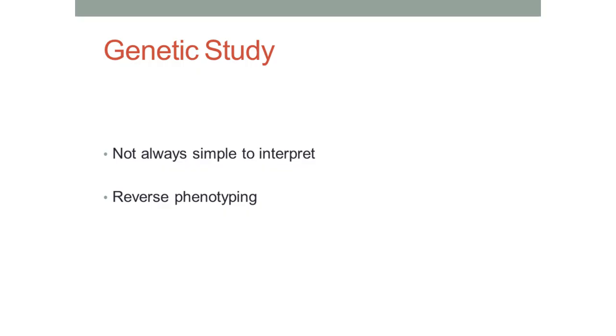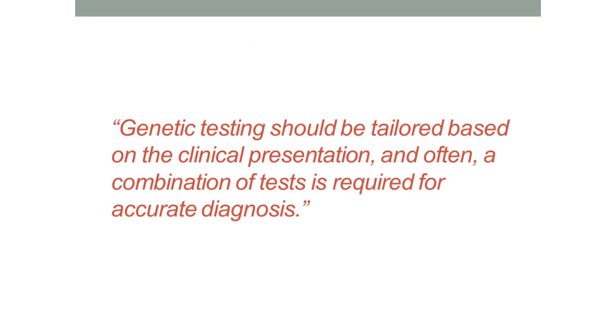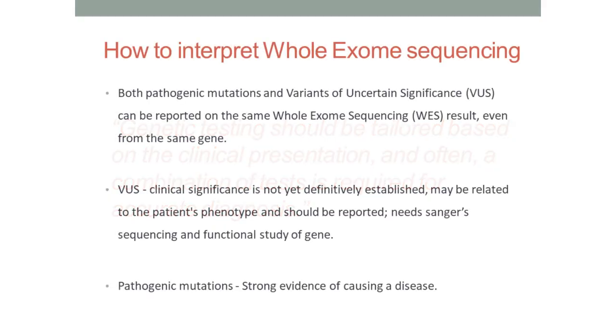because most of these panels or the NGS, the whole exome, is not run over the introns. So if we specifically think or emphasize a certain diagnosis or differential, the geneticist can run the introns and see if there is any mutation in them. Genetic testing should be tailored based on the clinical presentation, and often a combination of tests is required for accurate diagnosis. Now, how do you interpret this whole exome sequencing?